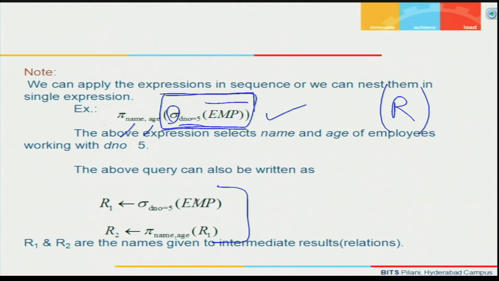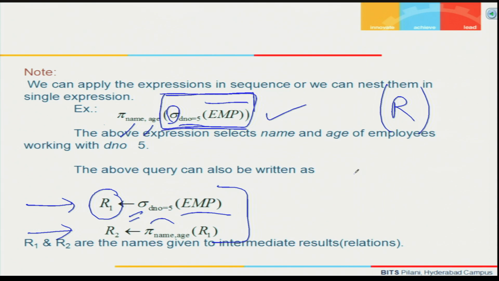I can split them. First, I write the first expression. A series or sequence of operations can be specified. First, on employee, I am applying the select operation where the select condition is DNO equals 5, and whatever is the result, I am temporarily storing it in the relation called R1. And this concept is similar to what we see in arithmetic operations.